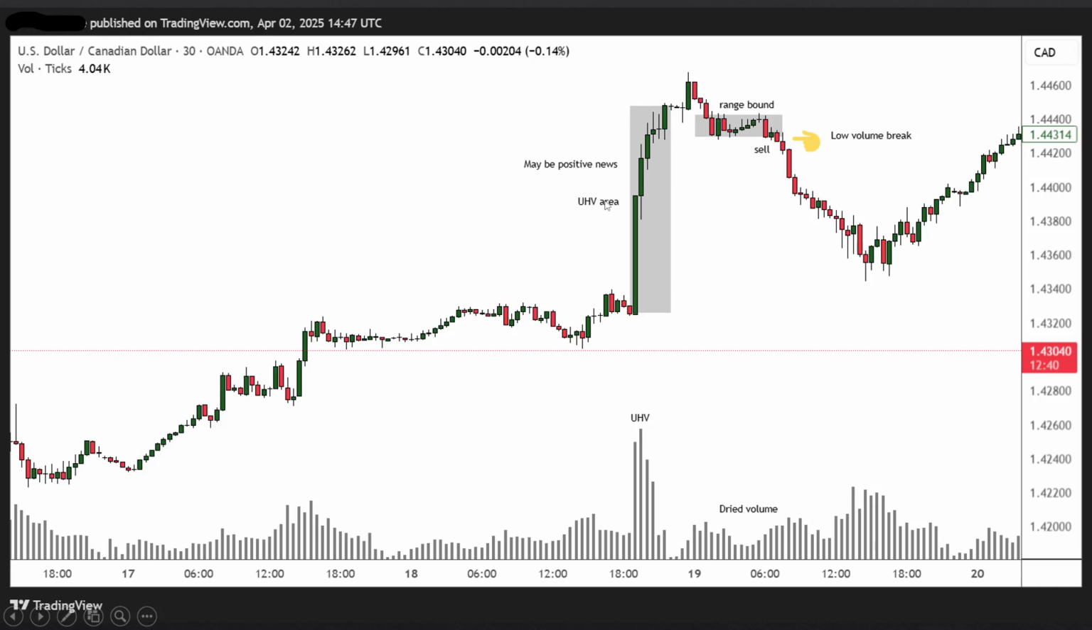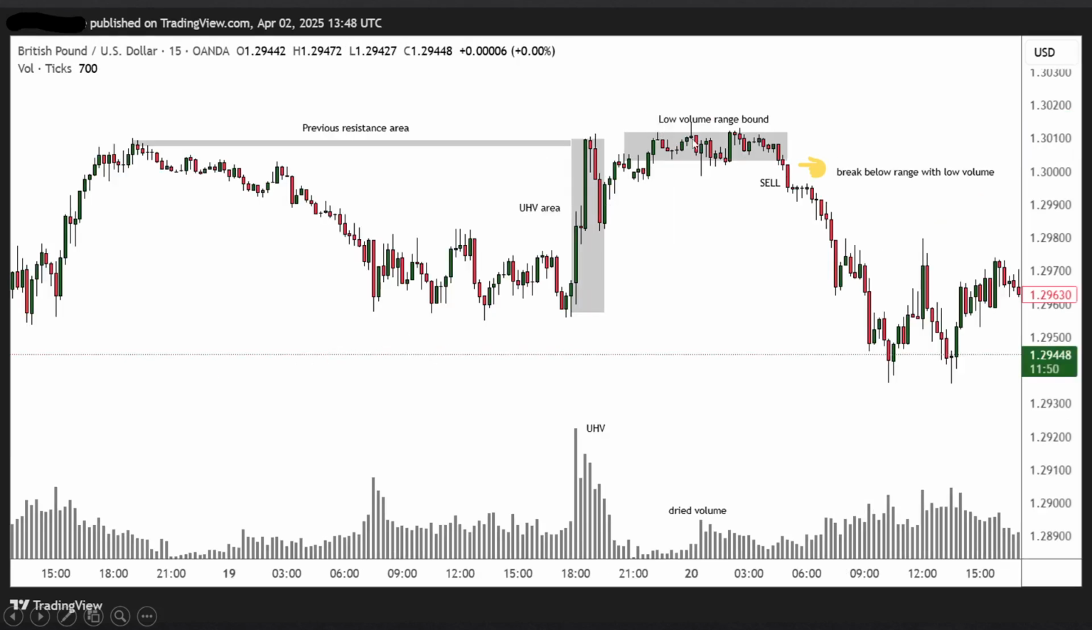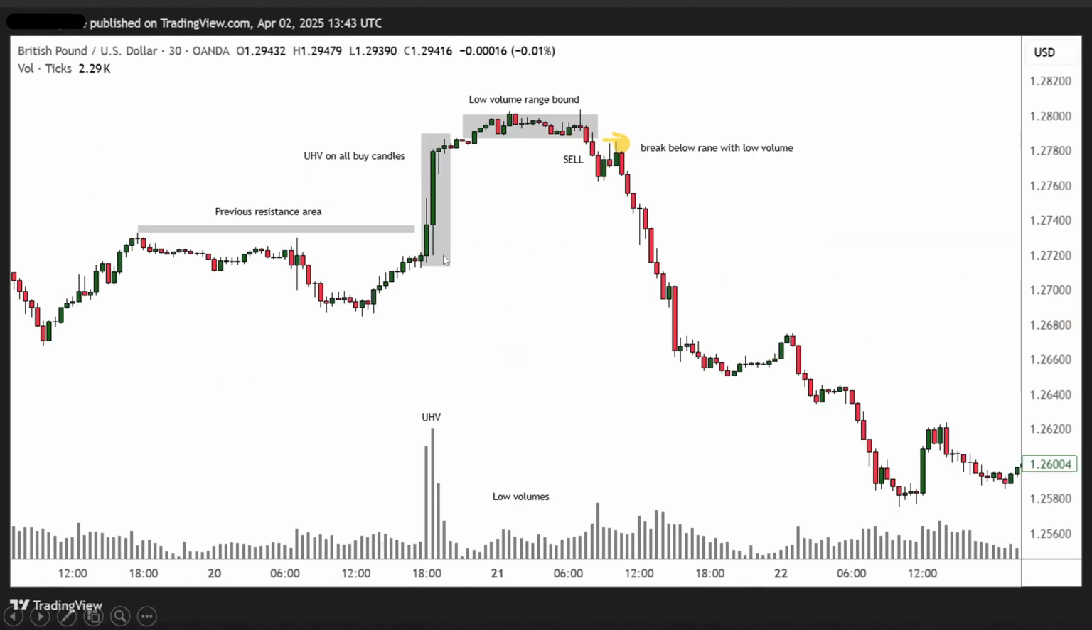If the market is not turning and is just ranging, then highlight this range and wait for the market to close below it. If the market closes below this range with low volume, then sell it, place the stop loss above, and just expect lower prices. This is also very easy.